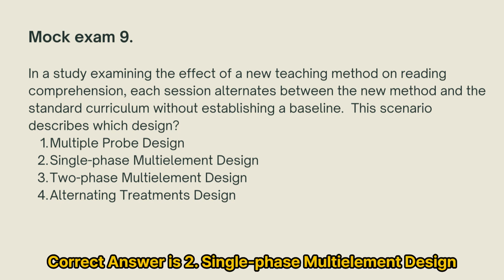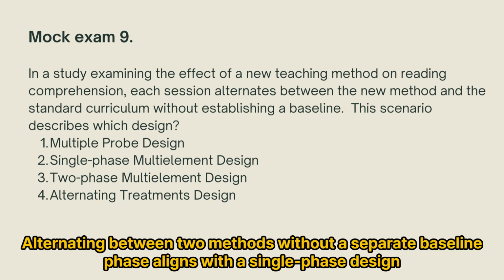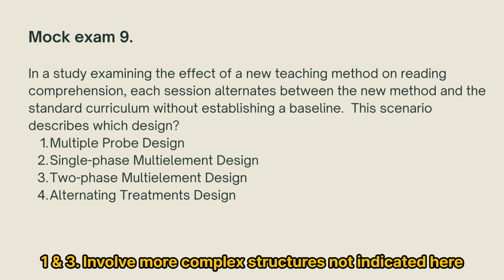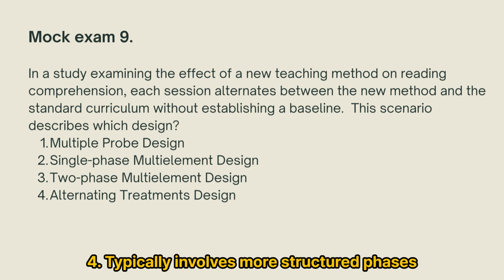Correct answer is 2. Single-phase multielement design. Alternating between two methods without a separate baseline phase aligns with a single-phase design. 1 and 3 involve more complex structures not indicated here. 4 typically involves more structured phases.